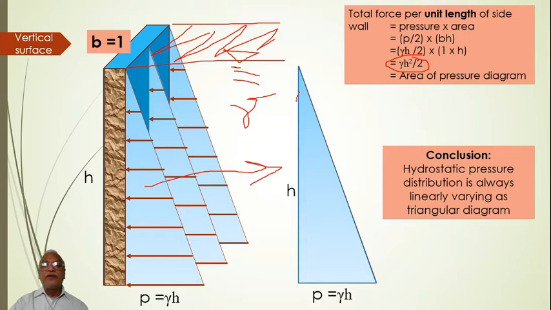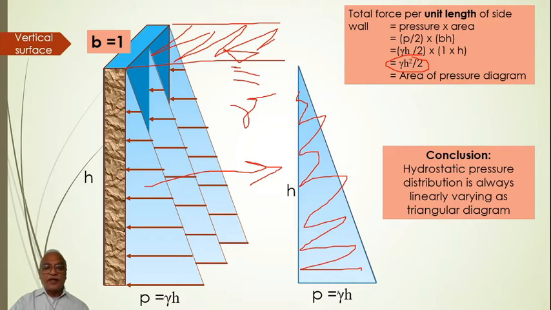Now if you calculate the area of this triangle, how much is this area? Area we calculate how? Half base into height, half gamma h into h, that is to say gamma h squared by 2. So interestingly, the total force per unit length, you can just observe there, I have considered 1 per unit length, is simply equal to the area of the pressure diagram. That is the major conclusion that we have understood from this slide.